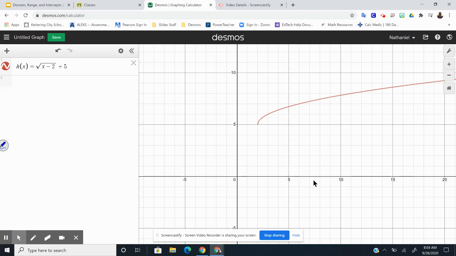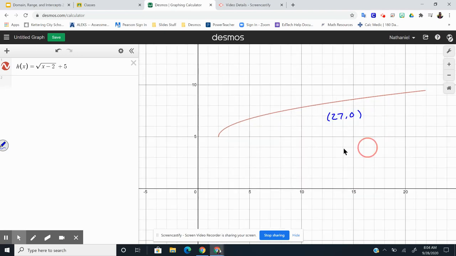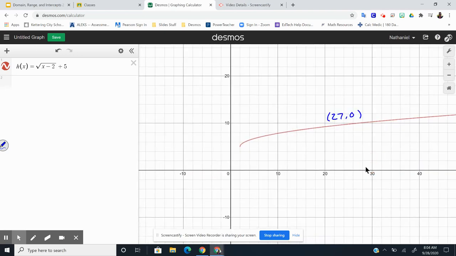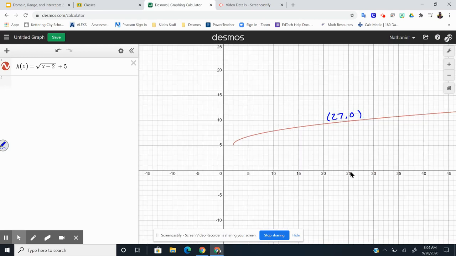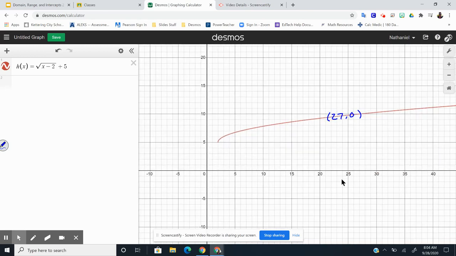Now, we found in our algebraic examination that we should have an x-intercept at the point (27, 0). Now, here's the problem. When I zoom out here and I look at (27, 0), this doesn't cross the graph. So we could be wondering, what did we do wrong to make this incorrect? Well, let me show you.